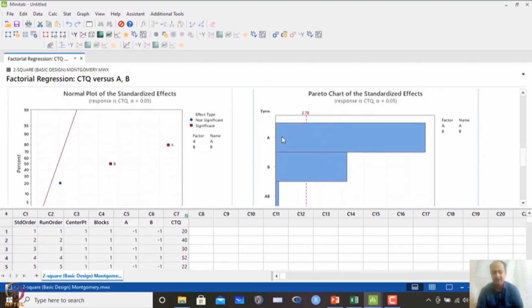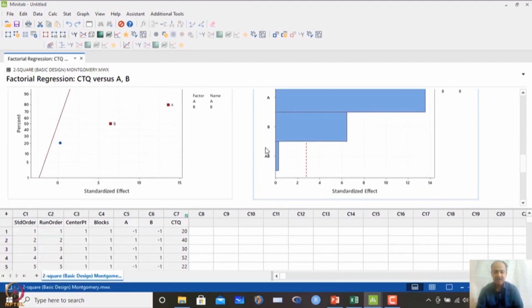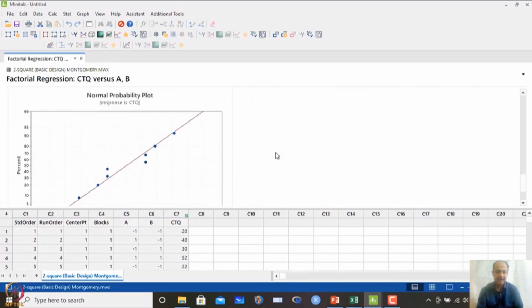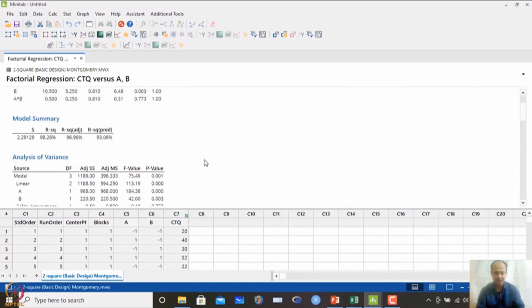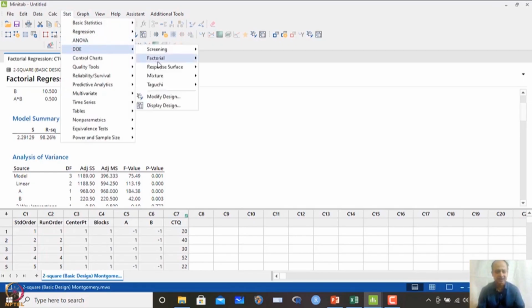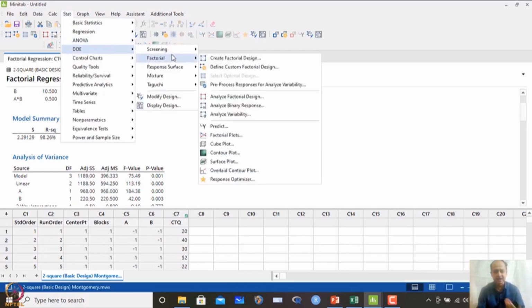The Pareto chart also indicates that only A and B are significant. AB is not significant over here. From the regression equation we can drop the interaction effects, because the interaction is not significant, so why include it in the model? But if you want to retain it for your prediction behavior, if it is giving a quite high R square predicted, then we can retain it. I am showing you in general how you can eliminate an interaction effect if it is not making much impact in the model.